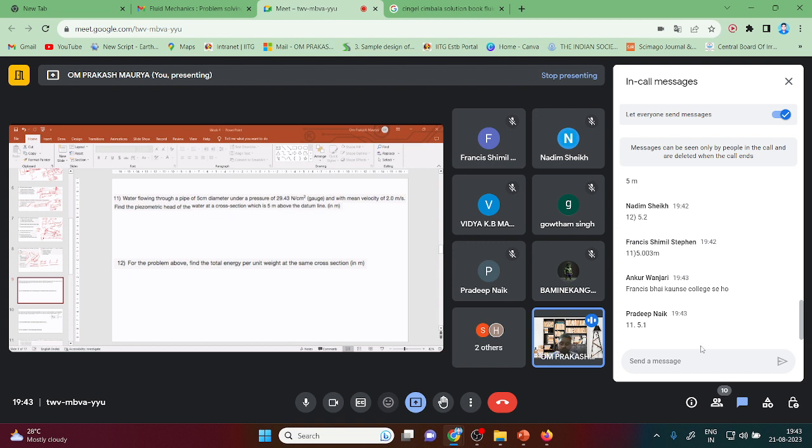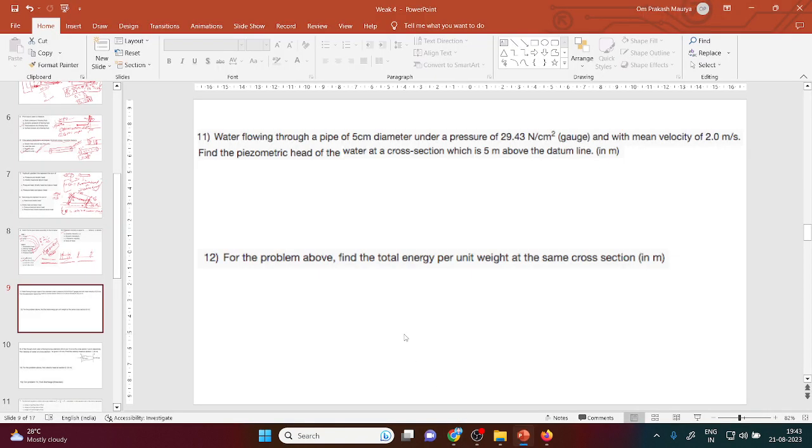Yes, please. Now I want to solve the question. Water is flowing through a pipe of 5 centimeter diameter under this pressure with this mean velocity, and find the piezometric head of the water at a cross section of the pipe which is 5 meter above the datum line. Like this is your datum line and water is flowing like that.